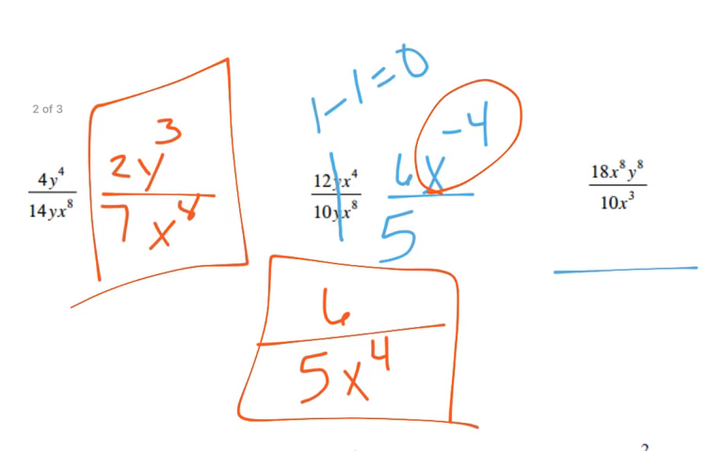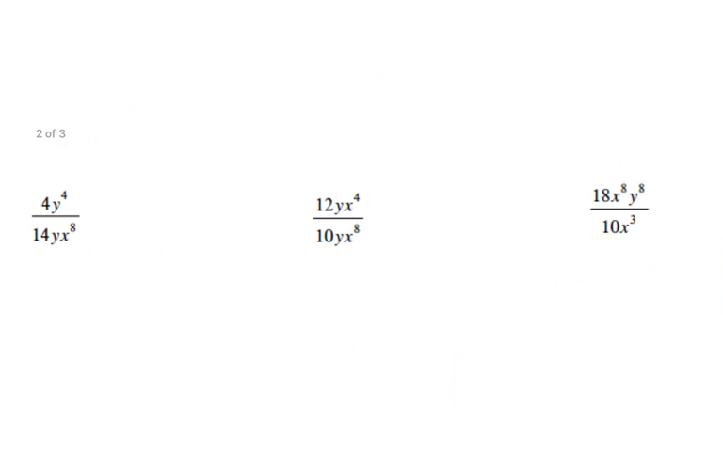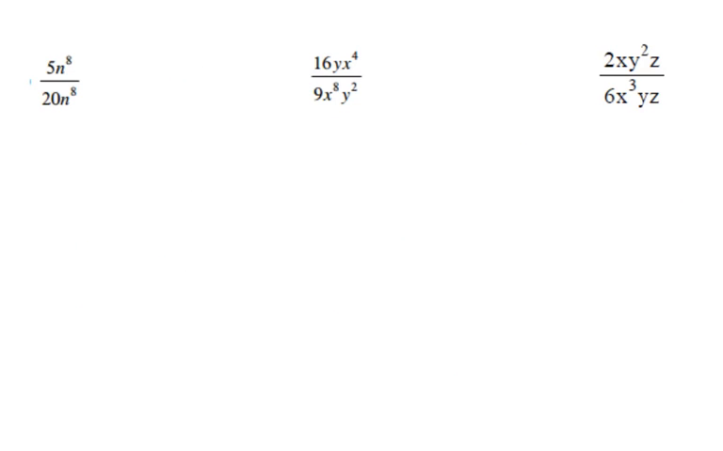18 and 10 both divide by 2, so you have 9 over 5. X to the 8 minus 3 is 5. Y to the 8th is the only y, so it stays like it is. And that's going to be a repeat, so we'll skip that page.